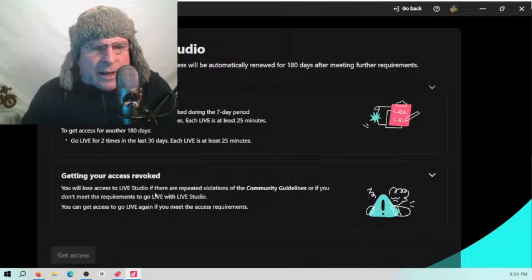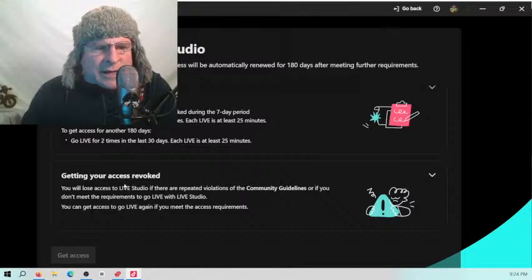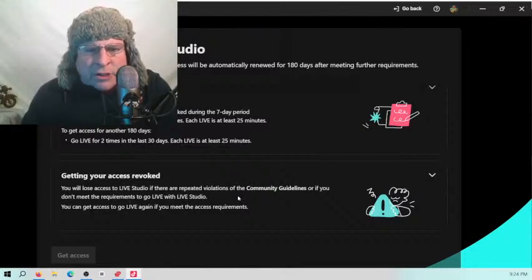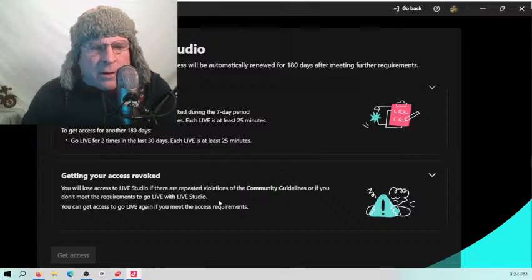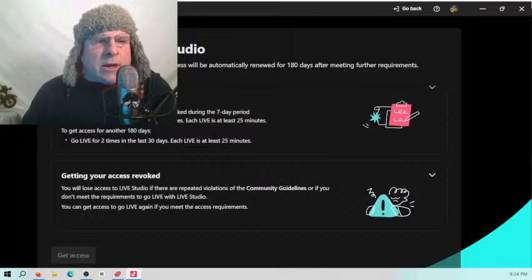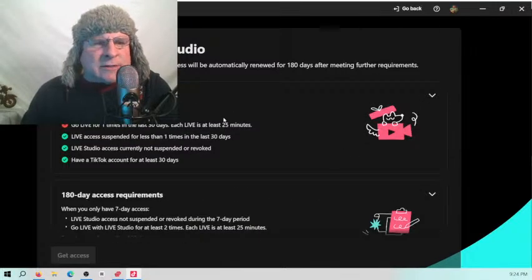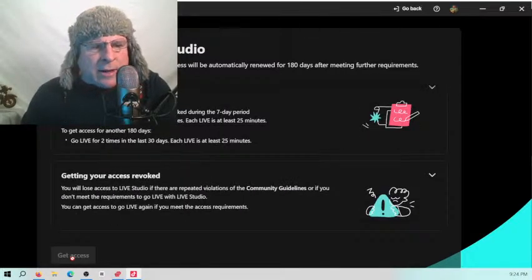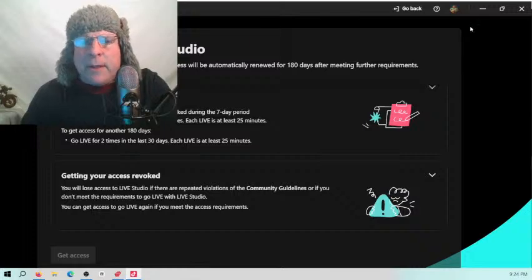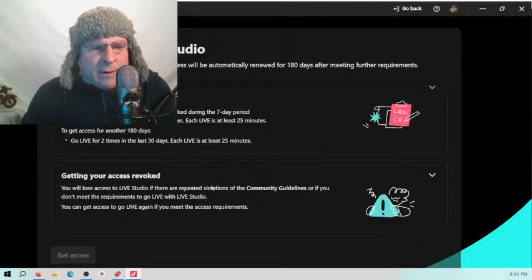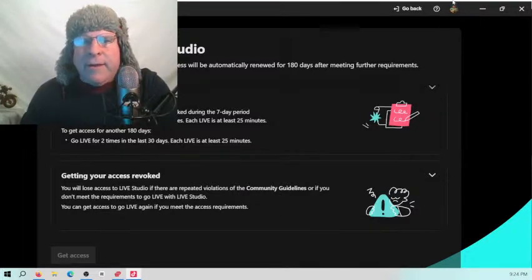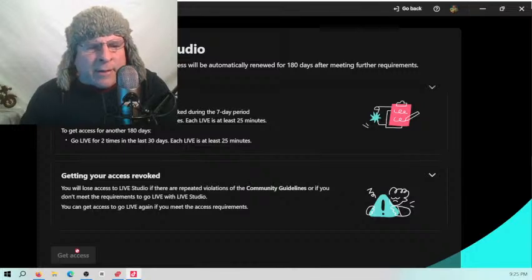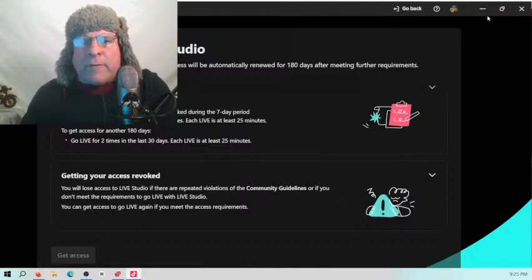7-day, so getting access. Getting your access revoked. You will lose access to Live Studio if there are repeated violations of community guidelines, or if you don't meet requirements to go live with Live Studio. You can get access to go live again if you meet them. All right, so it says I got a 7-day trial, and I hit click get access, and then it says nothing. So I don't know what happened there. I click get access, and I got a red thing over that now.